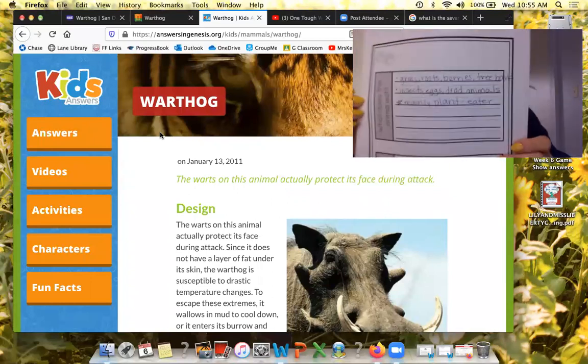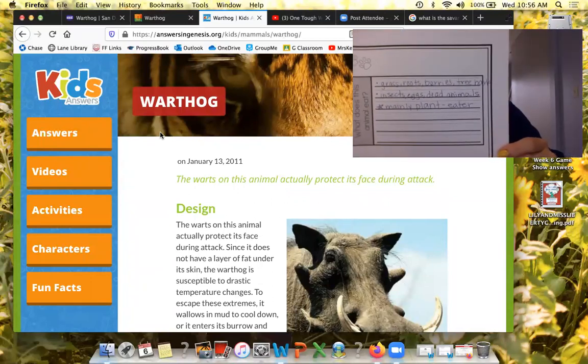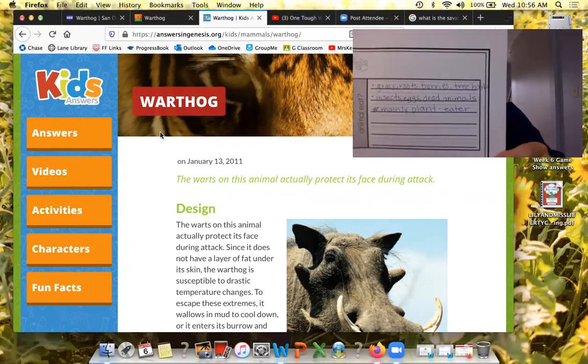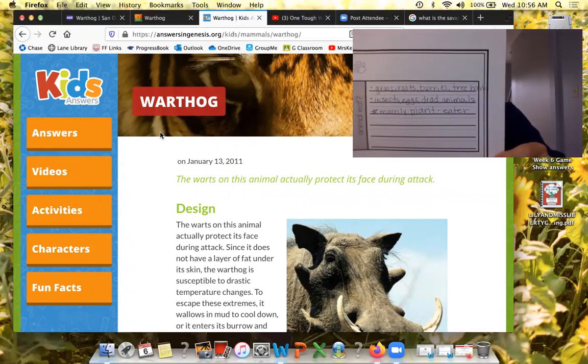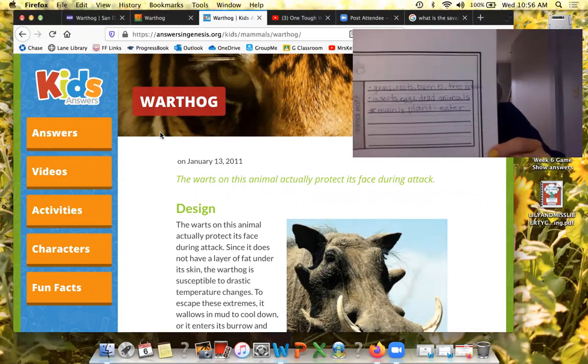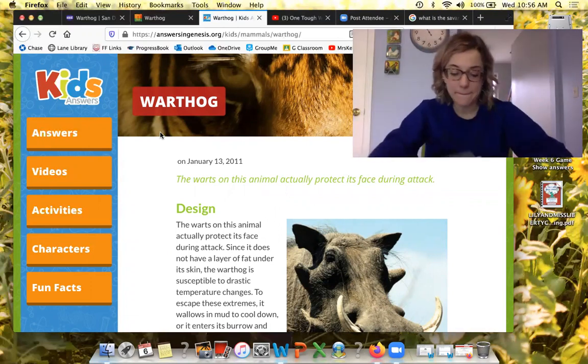In summary, what does this animal eat? I have written grass, roots, berries, tree bark. Also, sometimes insects, eggs, and dead animals. Mainly though, they are plant eaters. Okay?